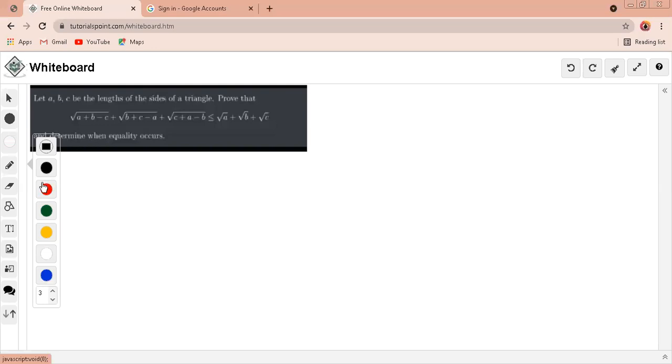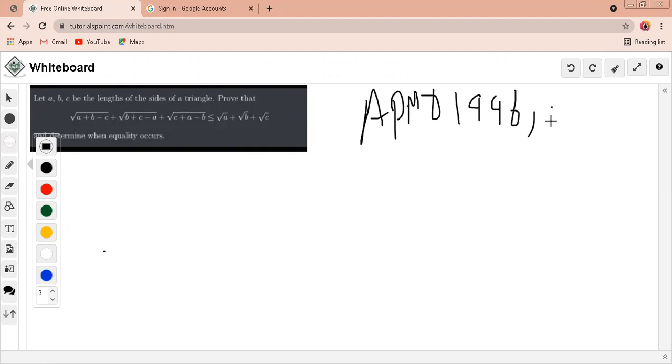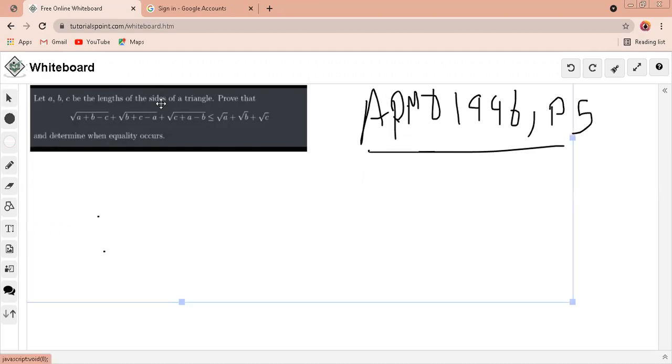This problem is from APMO, Asia Pacific Maths Olympiad 1996, and this was the fifth question of the paper. And the level of APMO is quite similar to the INMO in India. So let's begin how to do it.